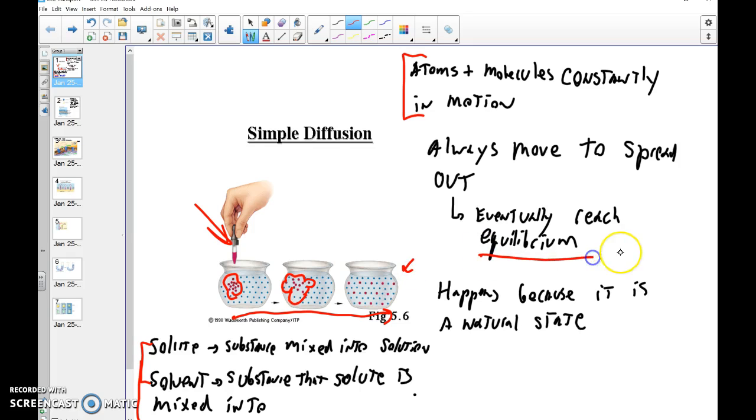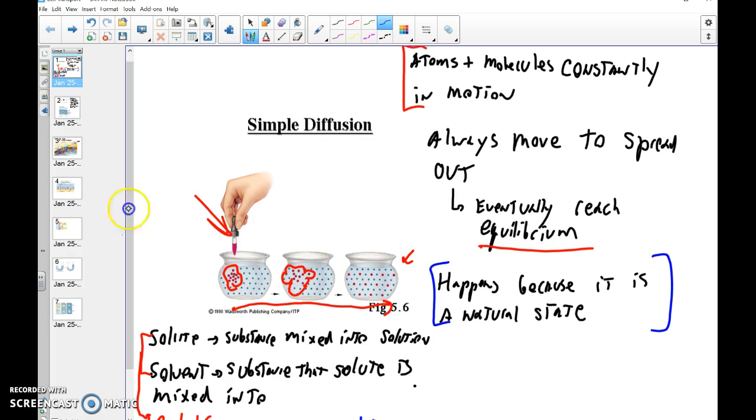And that's what really happens. Eventually, molecules will spread out until they reach an equilibrium. Generally, this means that they never stop moving. They'll just start moving slightly, but they will keep moving until they get as far apart from each other as they can. Now, the most important thing about this is this happens because that's the natural state of the universe. Atoms and molecules always want to spread out. They do that because that's the lowest energy state. That's how nature wants to be.